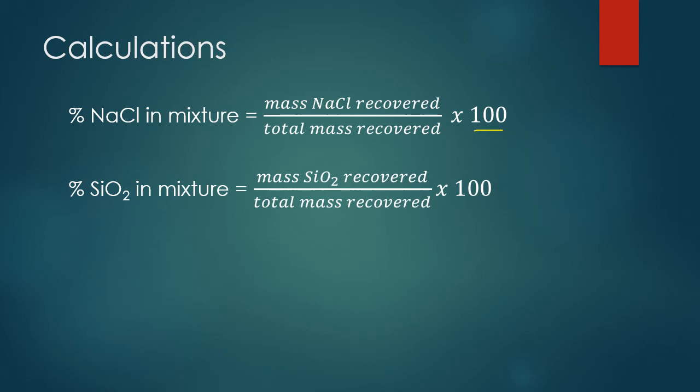Number 1 is asking you to do the same thing, but with the silicon dioxide. So you'll take the mass of the silicon dioxide that you recovered and divide it by the total mass. Don't forget to multiply by 100 to get it in a percent form.